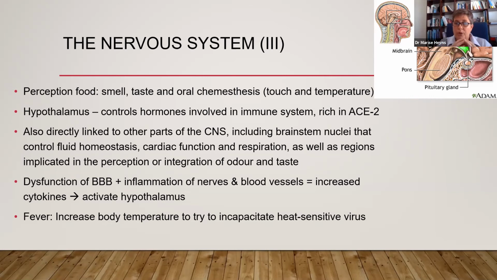So when that brain barrier is overcome, your body reacts by recognizing that there's inflammation of the nerves and the blood vessels. There's increased cytokines being given off, and that activates the hypothalamus. The hypothalamus kicks in, and one of the things it does is increase your body temperature, because it knows that a lot of viruses are sensitive to heat. So when you have this fever, your body temperature increases, hoping to kill off the viruses because they're sensitive to heat.